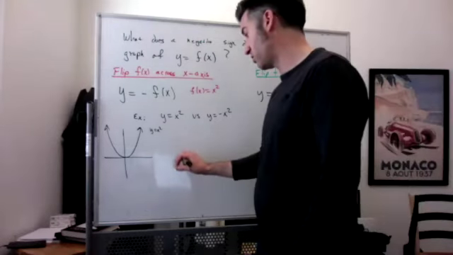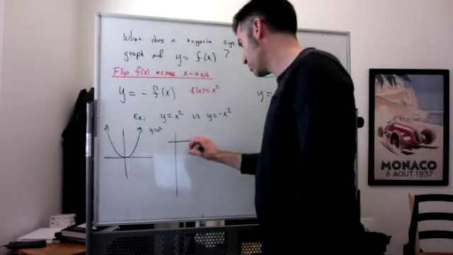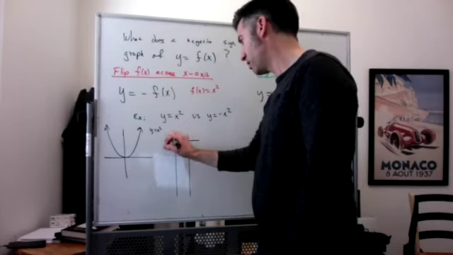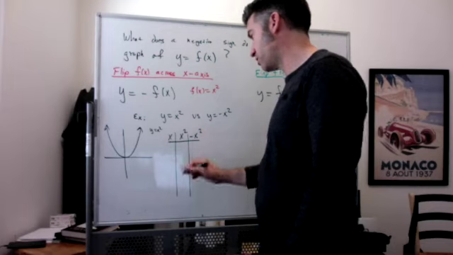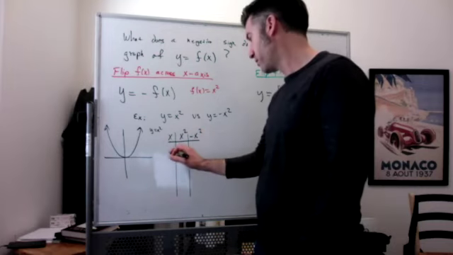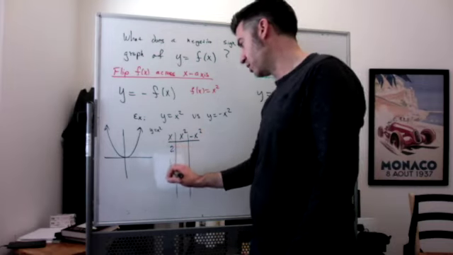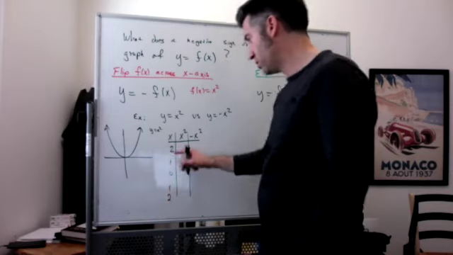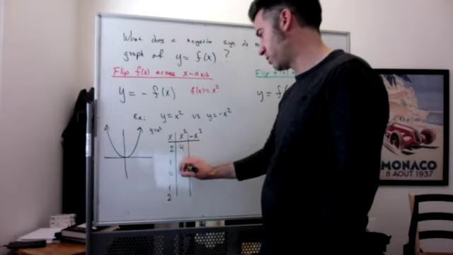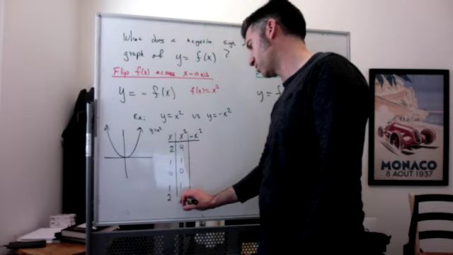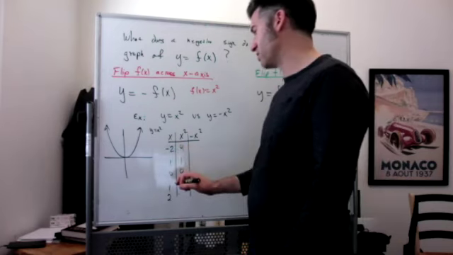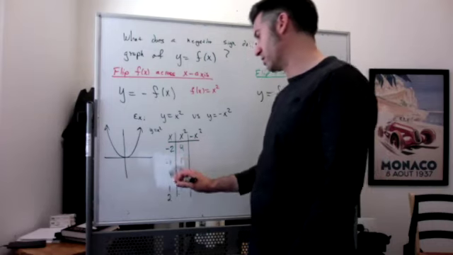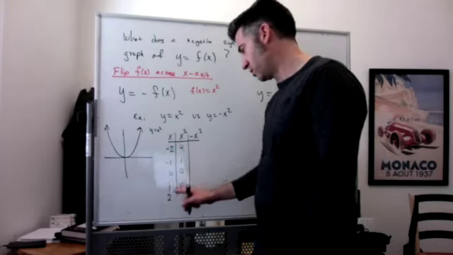So in fact, let's make a little table here. X squared, negative x squared. If x is your usual negative 2, negative 1, 0, 1, 2, then 2 squared is 4, 1 squared is 1, 0 squared is 0, 1 squared is 1. Oh, sorry, I forgot the negatives. Negative 2 squared is still 4. Negative 1 squared is still 1. 0 squared is 0. 1 squared is 1.